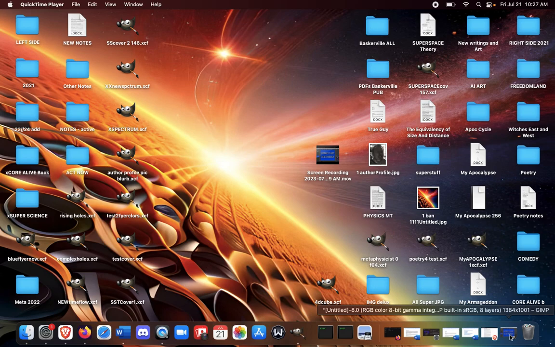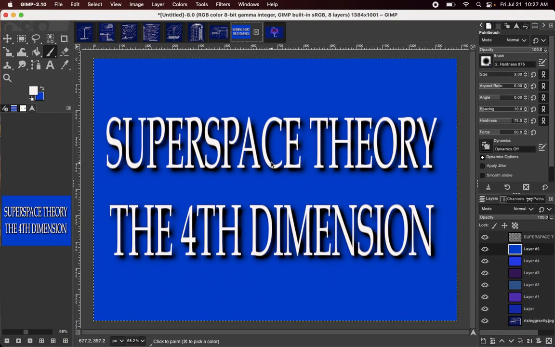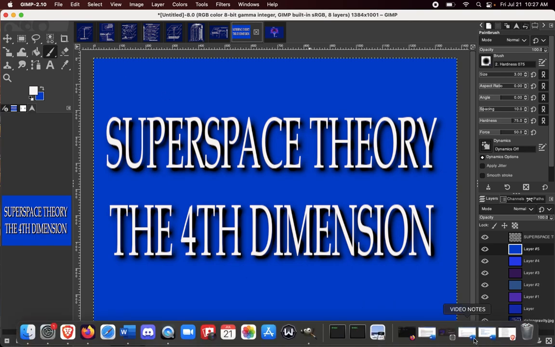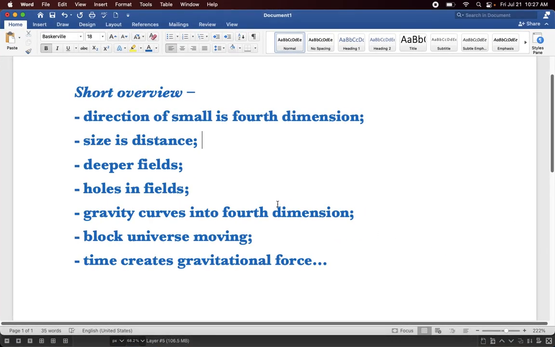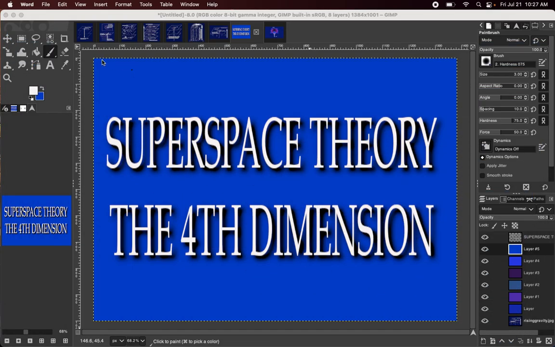Here I would like to do a quick overview of superspace theory and how understanding the fourth dimension will show us what we are missing in our physics today. So here is a short overview that I've written out, and it starts with the direction of small is the fourth dimension. So the direction of small is the fourth dimension. And what does that mean?